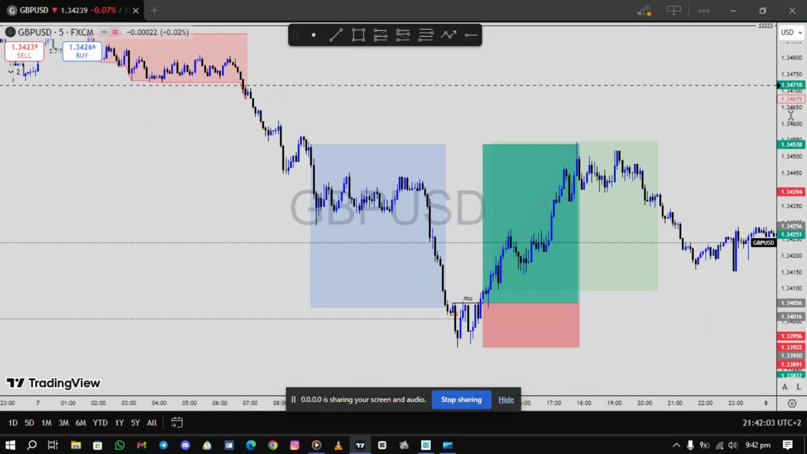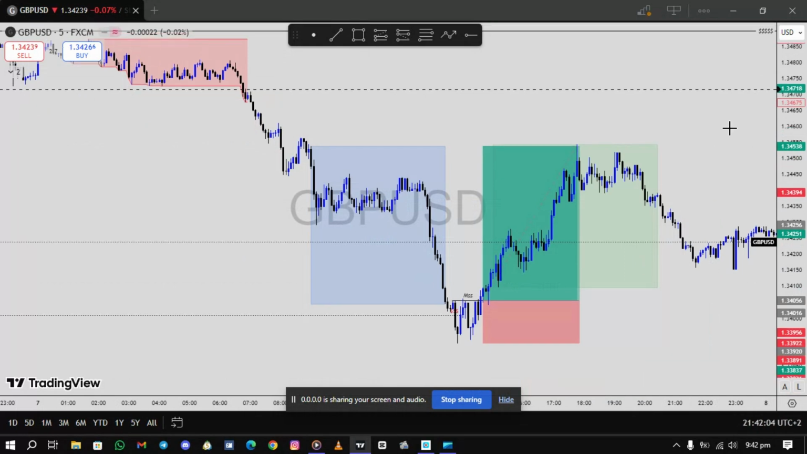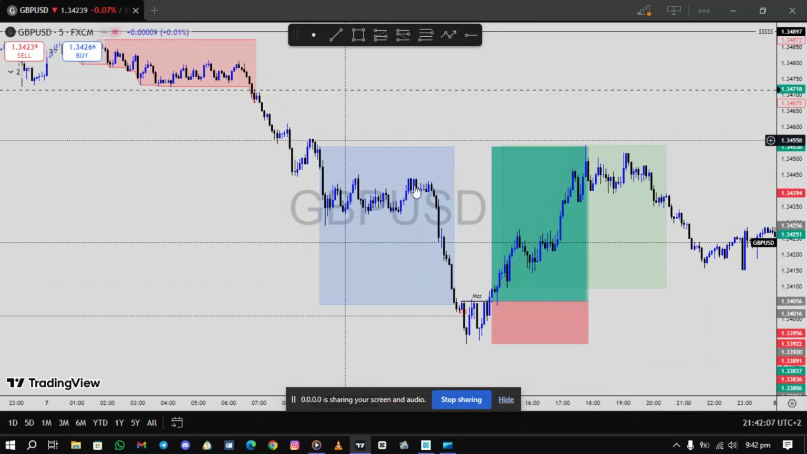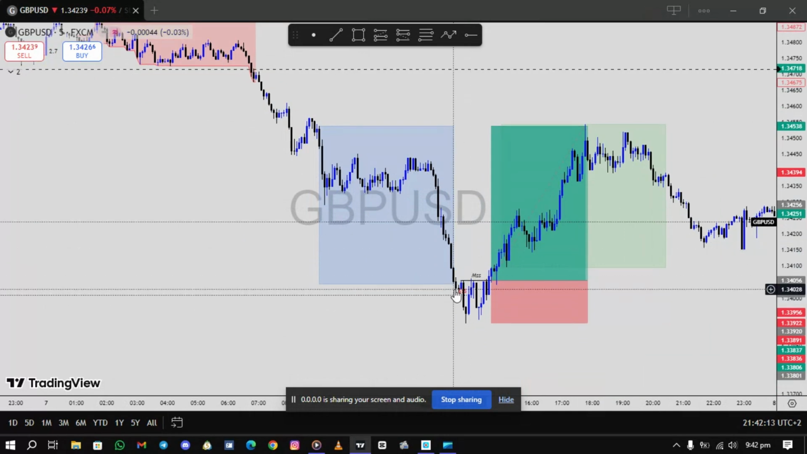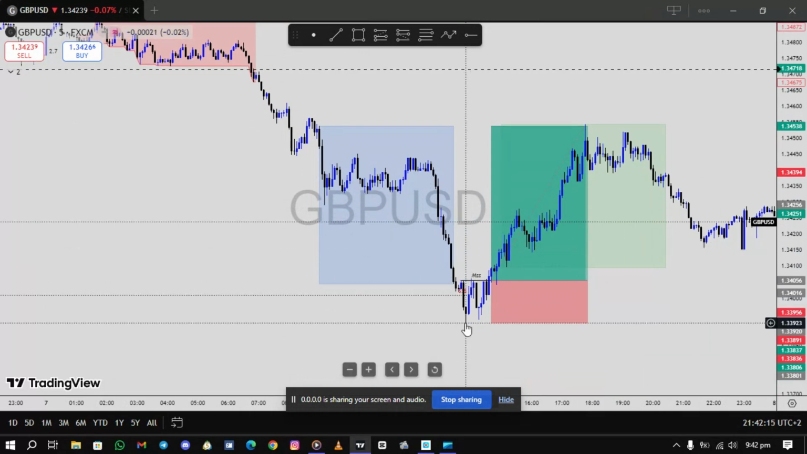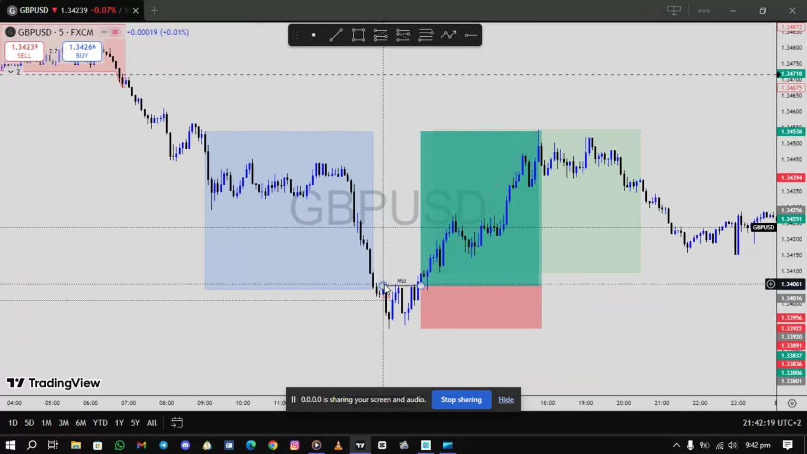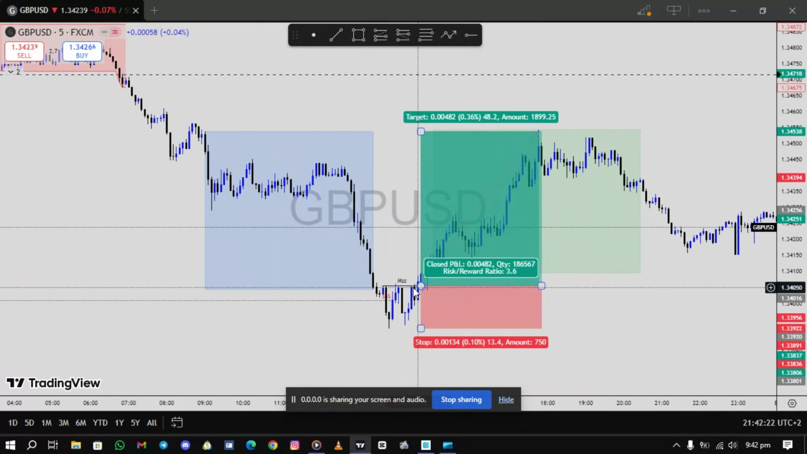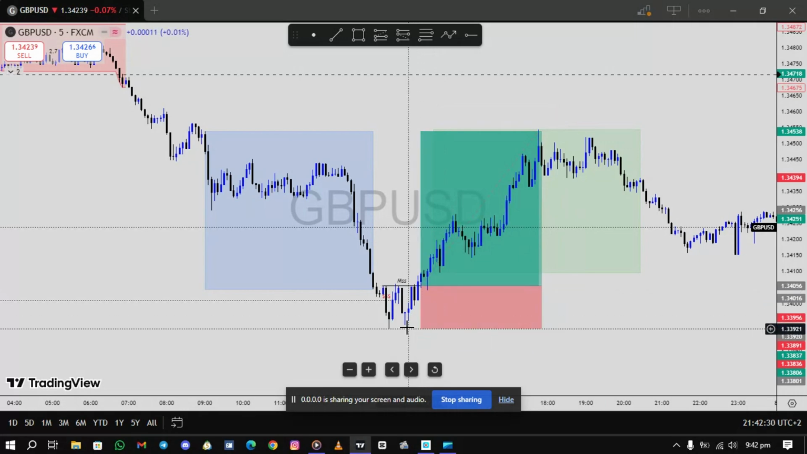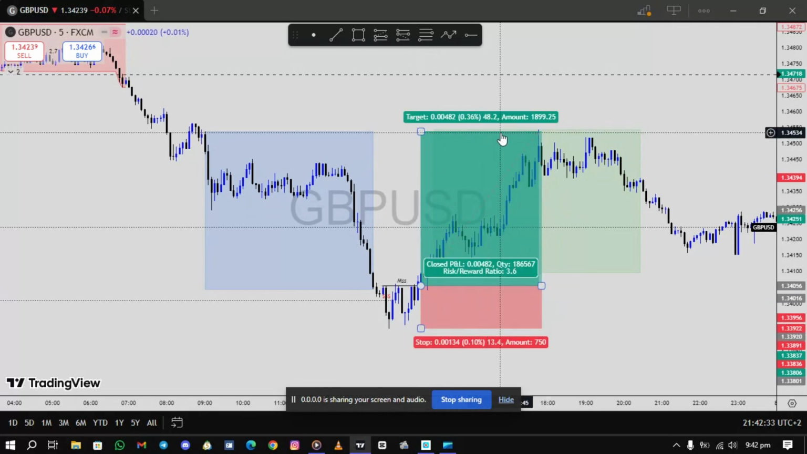But price ended up running until it swept this 4-hour low, taking out this liquidity. Right after taking the London low, price created a 5-minute market structure shift. We took our entry from the market structure shift level, stop loss below the low, and take profit at the London high for a 3.6 R setup.